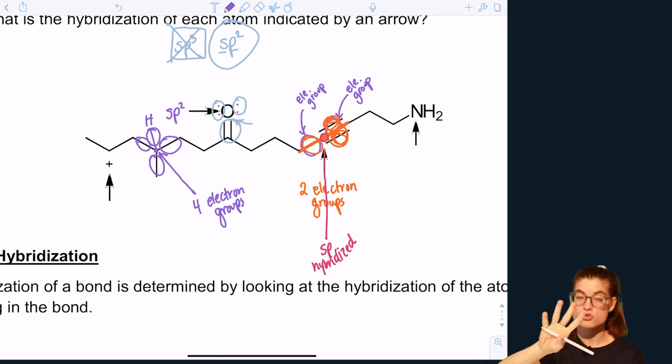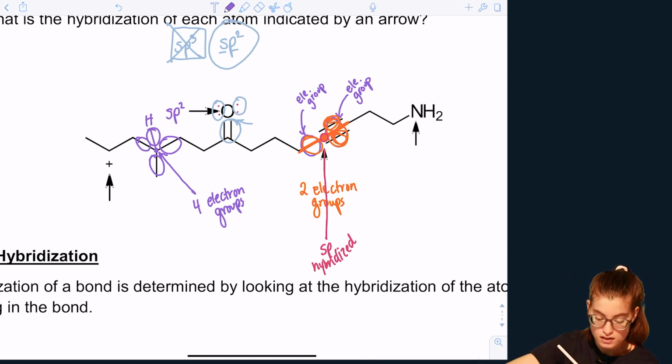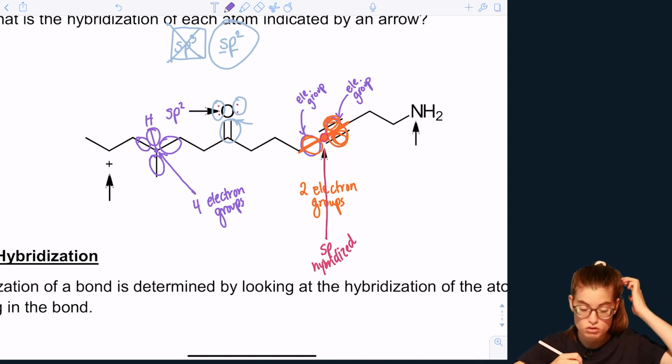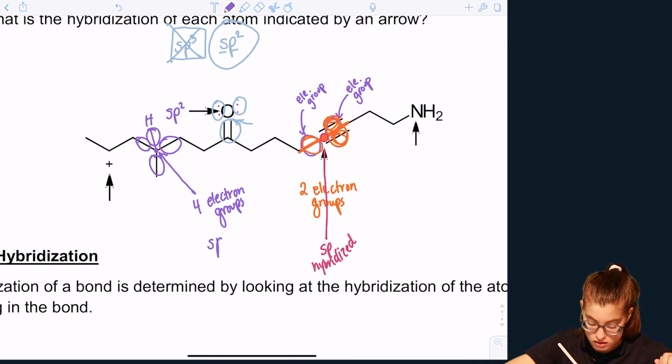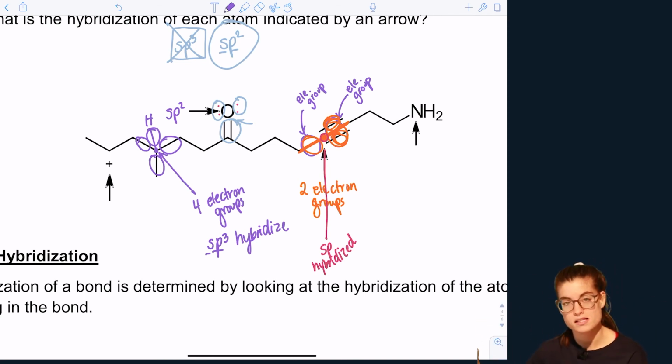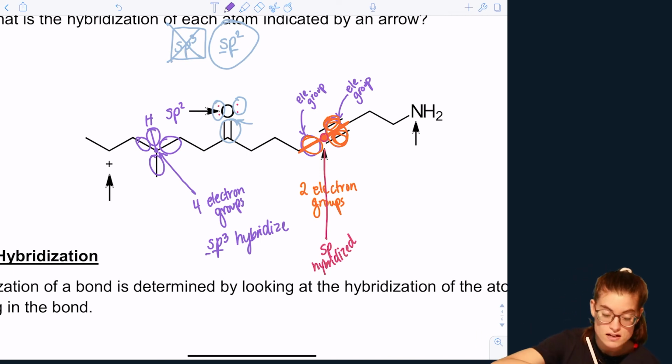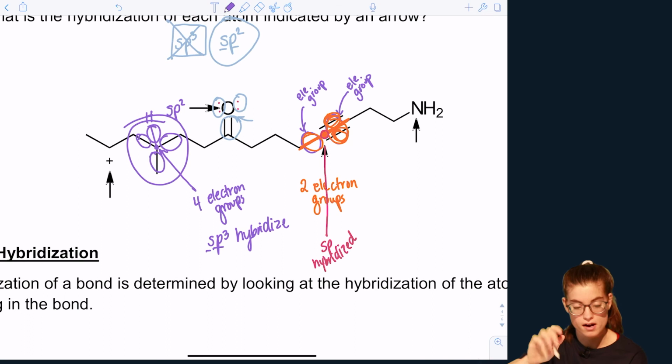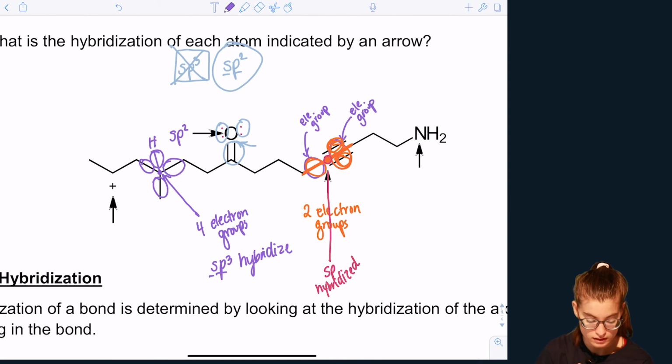So if we have 4 electron groups, then how many orbitals did we need? Well, we needed 4. So we are going to have to be sp3 hybridized. Okay, right? Because sp3 has 4 orbitals hybridizing together, which then produces 4 sp3 hybrid orbitals. And we needed 4 of them because we have 4 electron groups. Okay? All right, let's do another one here.